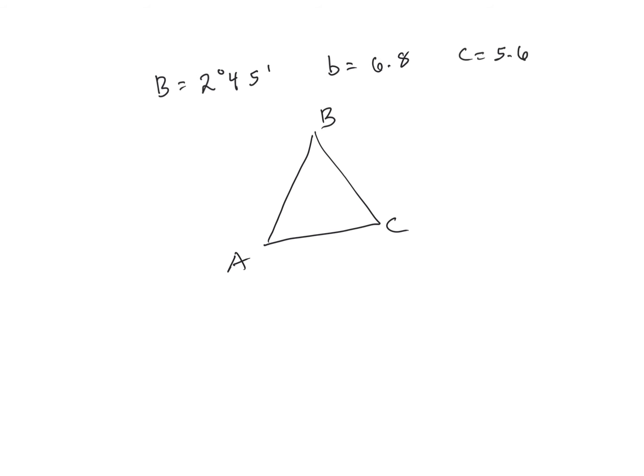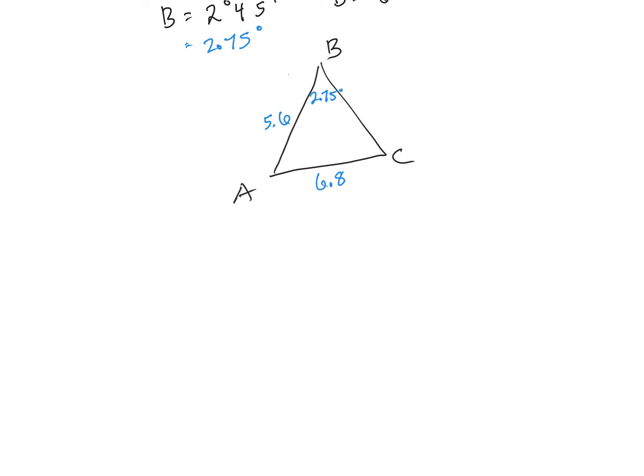So if I punched 2 degrees 45 minutes into my calculator, this is the same thing as saying 2.75 degrees. So I'm just gonna change this to 2.75 just because I'm gonna be working with decimals. Might as well convert it now. My B is opposite, so this is 6.8. My C is going to be 5.6. So I got two sides. I am missing some stuff, but I can always find them. So let's find what we need.